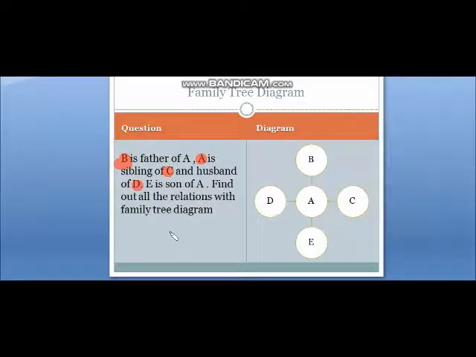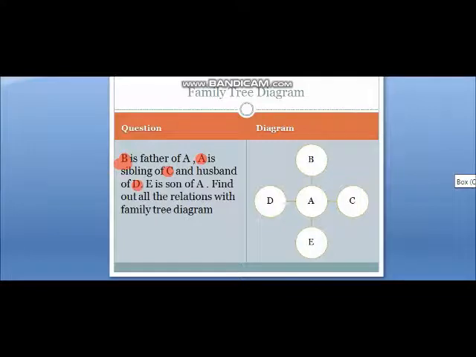So after reading this example, we come to this point कि this B is your father of A. So what I have written here, A के father हैं ये, ठीक है. Then A is sibling of C. Then and husband of D, तो A is husband of your D. E is son of A. अब ये हमने डायग्राम बना लिया, ठीक है.